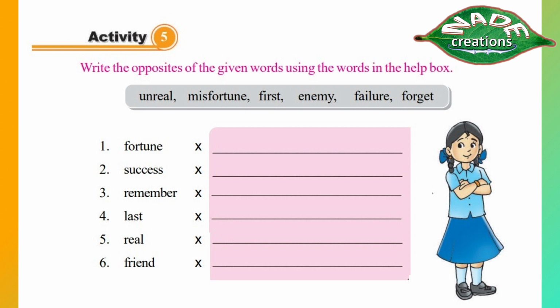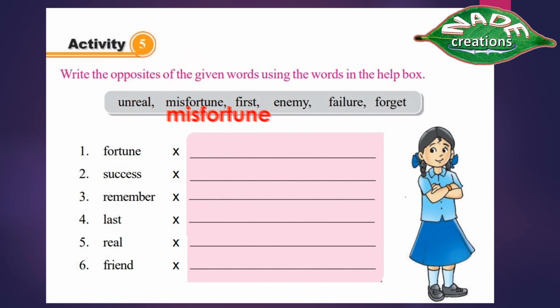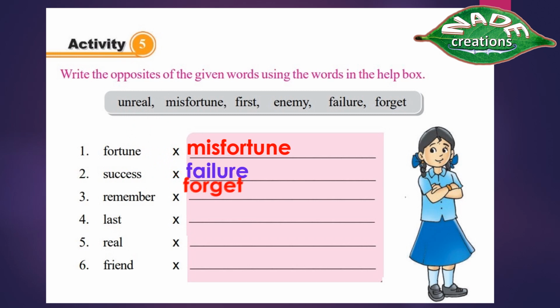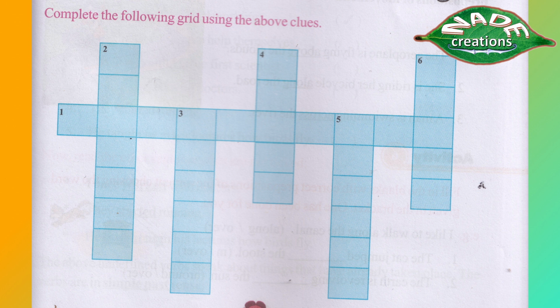Write the opposites of the given words using the words in the help box. Unreal, misfortune, first, enemy, failure, forgot. Fortune, misfortune. Success, failure. Remember, forget. Last, first. Real, unreal. Friend, enemy. Complete the following grid using the above clues.